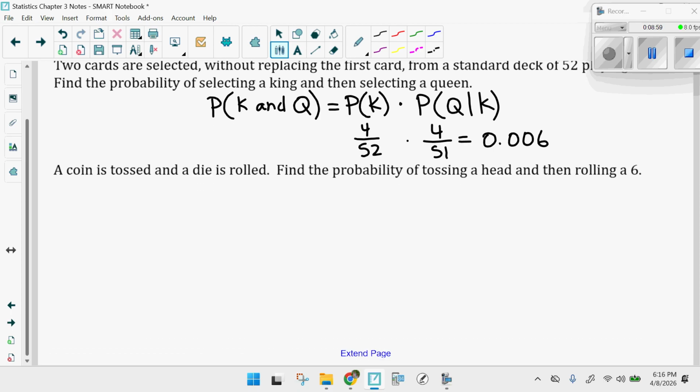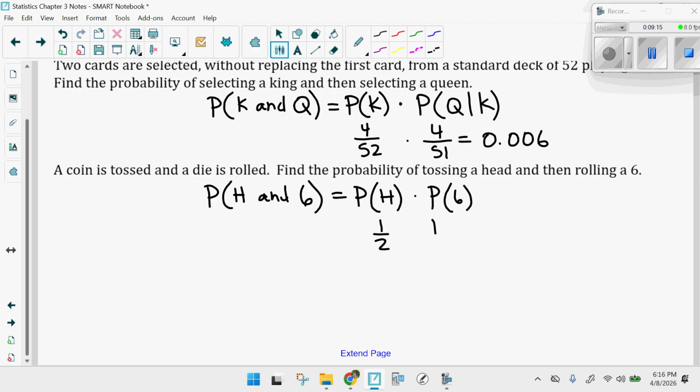So if you're a poker player, getting a king and a queen, not a very good chance of just getting those 2 cards. Next, a coin is tossed and the dice is rolled. So what's the probability of getting a heads and then rolling a 6? So probability of heads and 6 is the probability of getting a heads times probability of getting a 6, half times 1/6, which ends up being about 0.083 repeating, and that would be our probability of that happening.